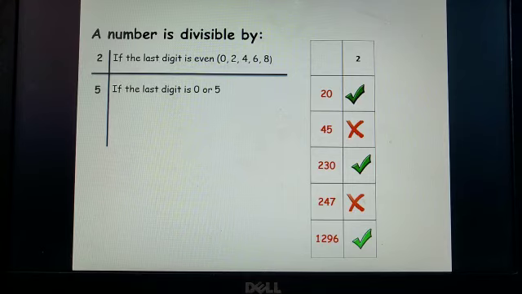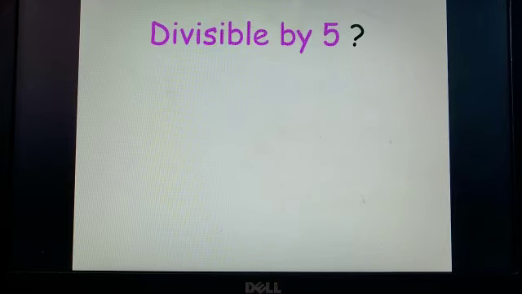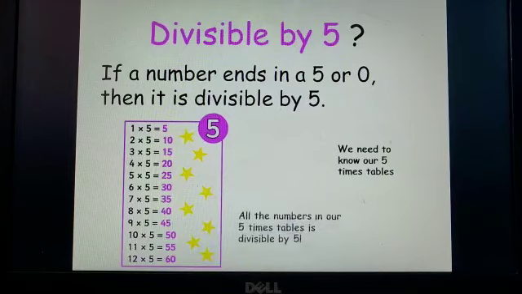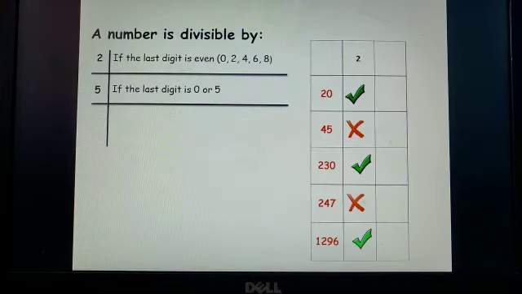New rule, guys. If the last digit is a 5 or 0, we know that it's divisible by 5. So just a recap, how do we know if a number is divisible by 5? If it ends in a 5 or a 0, we can use our 5 times table for this. It'll help us when we're working out our numbers. So let's go back to the question. Our first number is 20. Is the last digit a 0 or a 5? It is, it's a 0, so we know that 20 is divisible by 5.